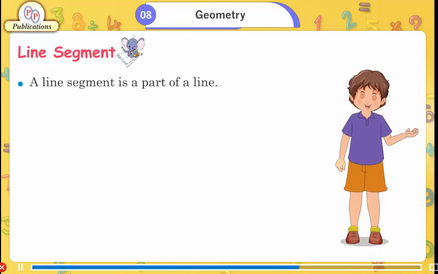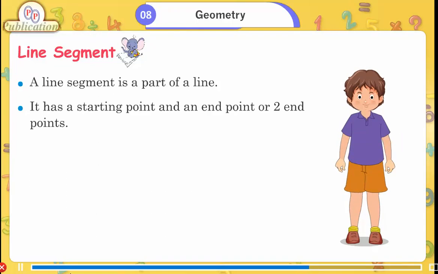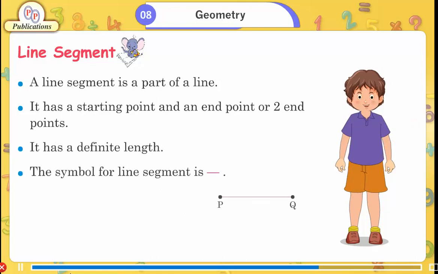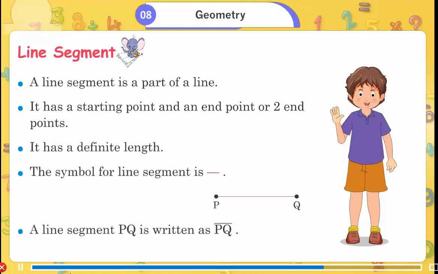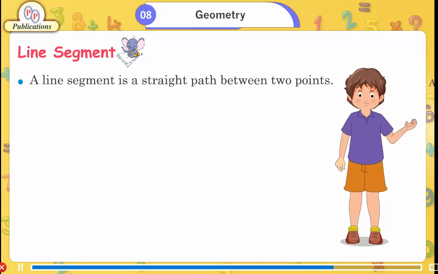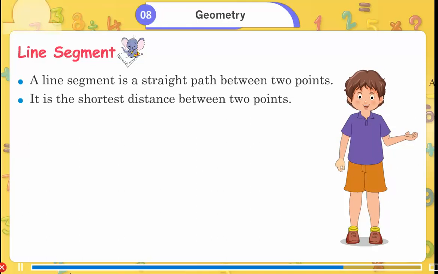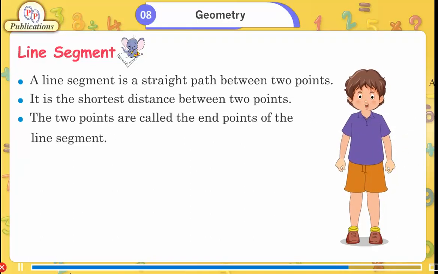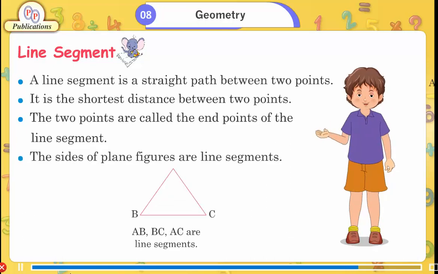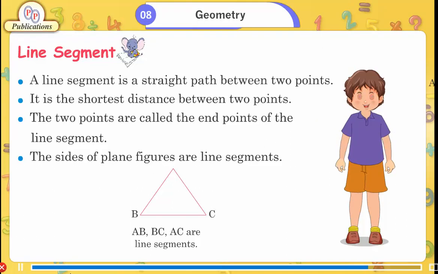Line segment. A line segment is a part of a line. It has a starting point and an end point, or two end points. It has a definite length. The symbol for line segment PQ is written as PQ. A line segment is a straight path between 2 points. It is the shortest distance between 2 points. The 2 points are called the end points of the line segment. The sides of plane figures are line segments. AB, BC, AC are line segments.